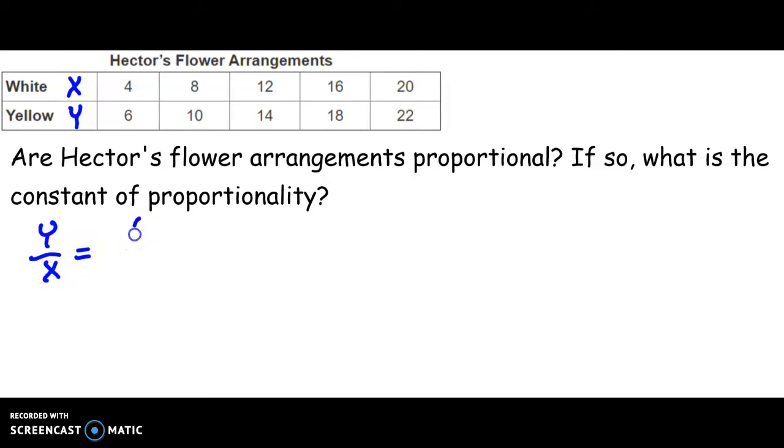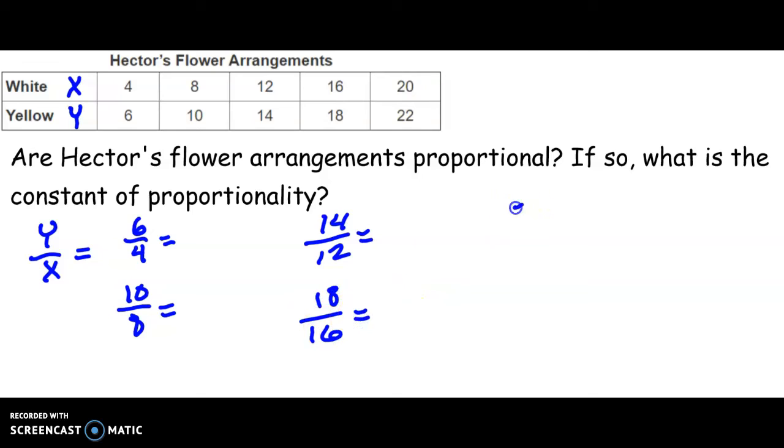So I have 6 over 4, 10 over 8, 14 over 12, 18 over 16, and 22 over 20. Okay. And so now we're going to divide them and see, are they all equal? Are these ratios equivalent? If they are, then we know that the relationship is proportional.